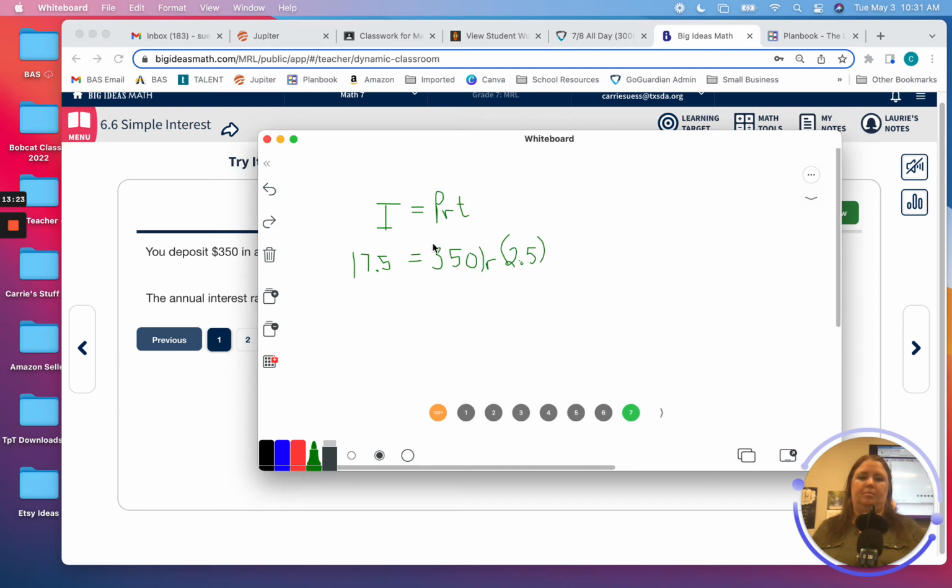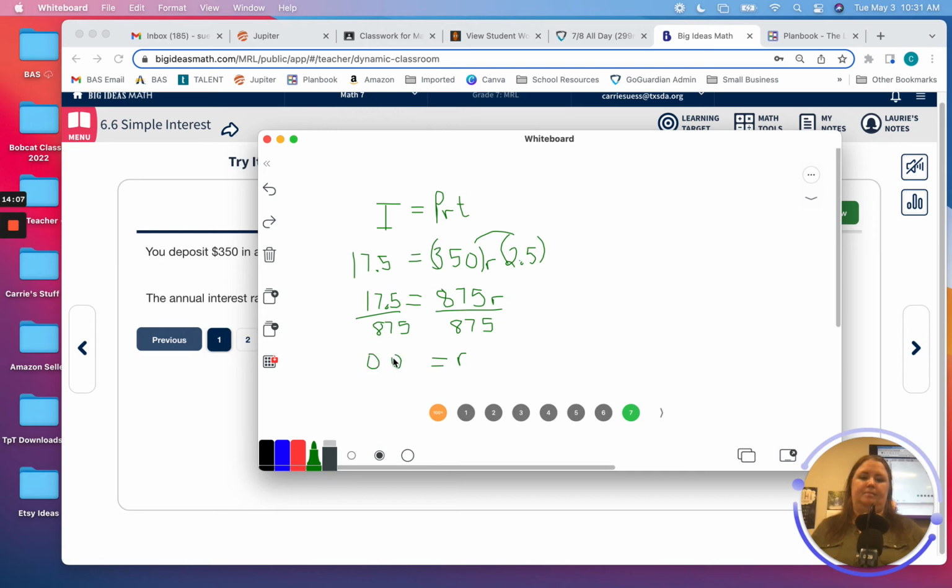Okay, so we're going to multiply these 3. 350 times R times 2.5. Well, R we can't do, so just do 350 times 2.5. What do you get? What is 350 times 2.5? 875. Yes. R, okay, and then I just bring down the 17.5. Okay, now how do I get R by itself here? You divide 875. So divide 875 from this side. So what do you get? 0.02.